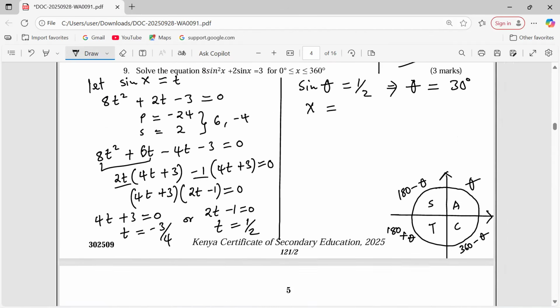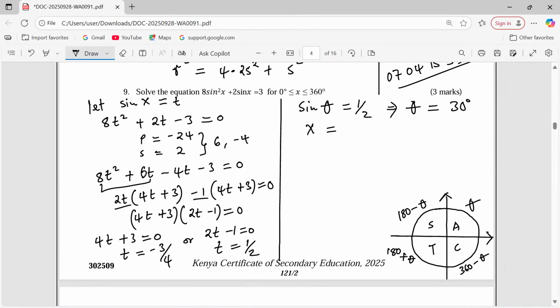So with this analysis, we will say the first value of x shall be 30, and the next one shall be an angle of 30 in the quadrant where signs are positive. That is an angle of 30 in the second quadrant. In the second quadrant, we need 180 minus 30, which is 150 degrees.